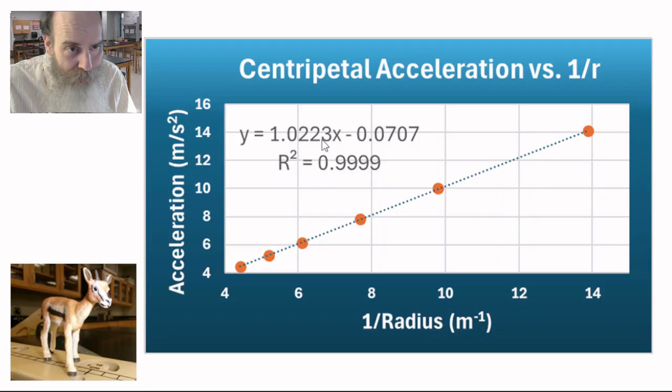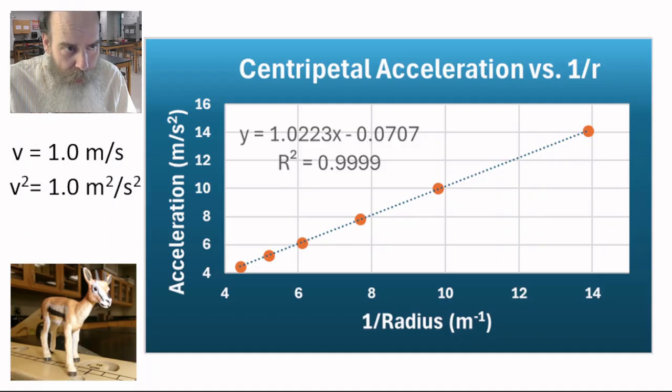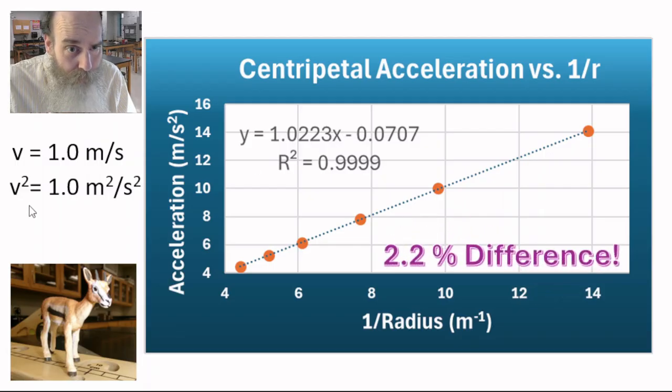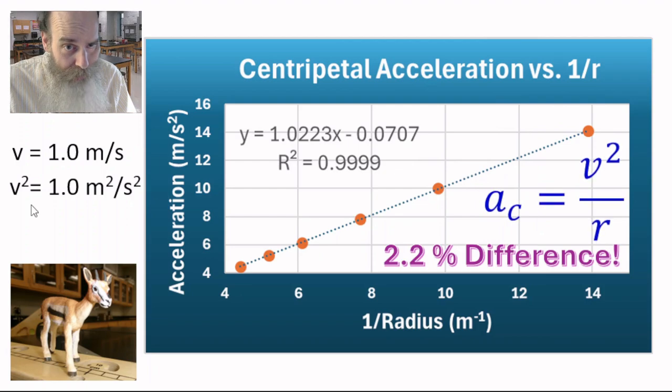What is this coefficient? 1.0223. Remember that v is 1.0 meters per second. So v squared is 1.0 meters squared per second squared. So it looks like this coefficient is equal to v squared. There's only a 2.2% difference between them. So then we can conclude a_c equals v squared over r.